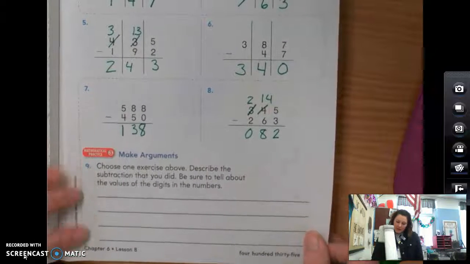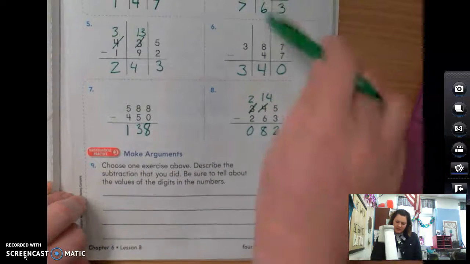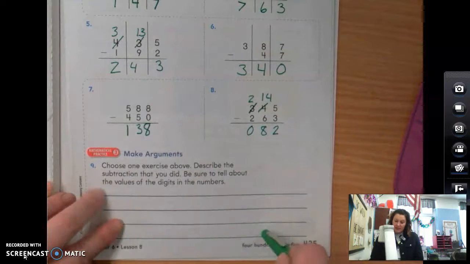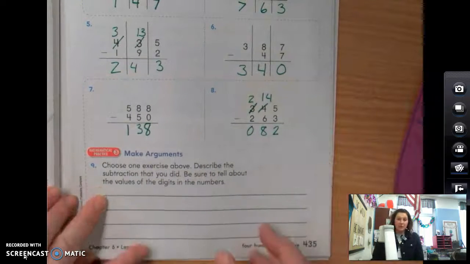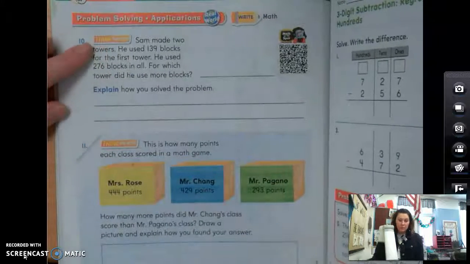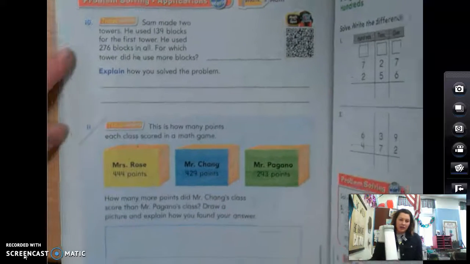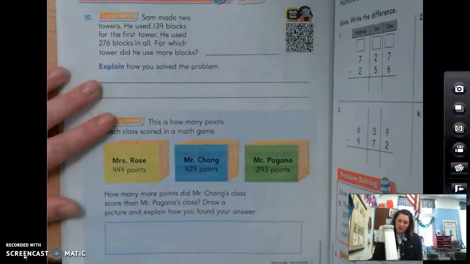We're going to skip number 9. If you want to do this for extra practice at home, you can. You're just choosing one of these exercises and telling how you subtracted. So did you regroup? Did you not regroup? And then going on. On the back, you have your math on the spot question. Make sure you click on that video and watch it. And here's some number 11 for extra practice. This is something you can do as well.